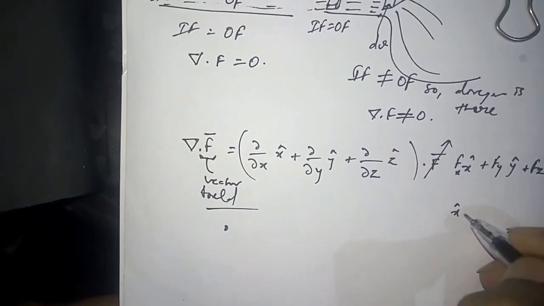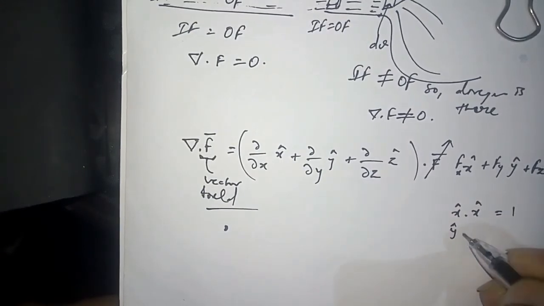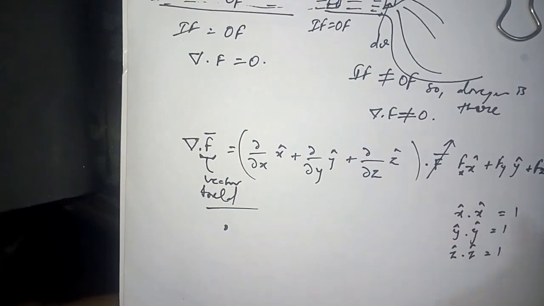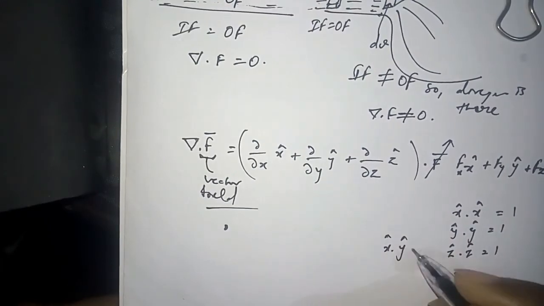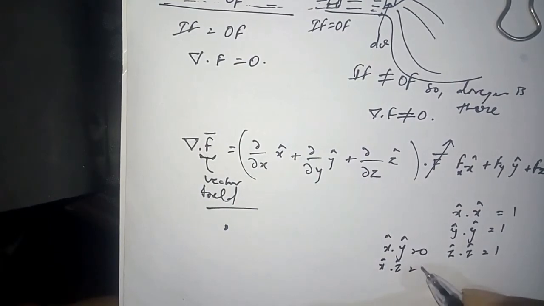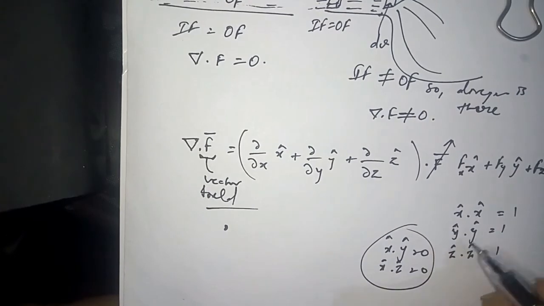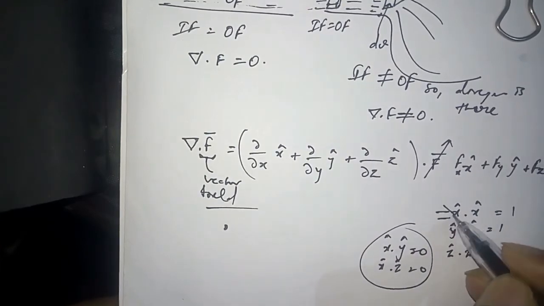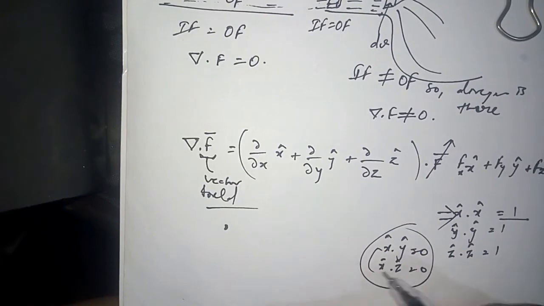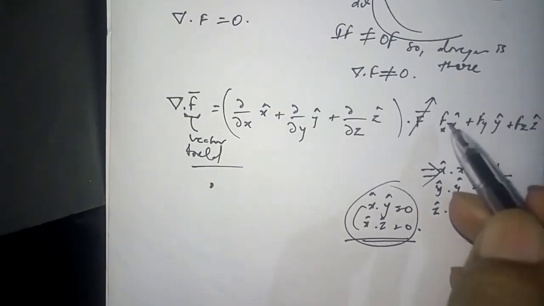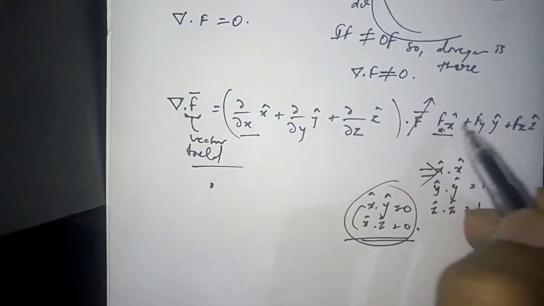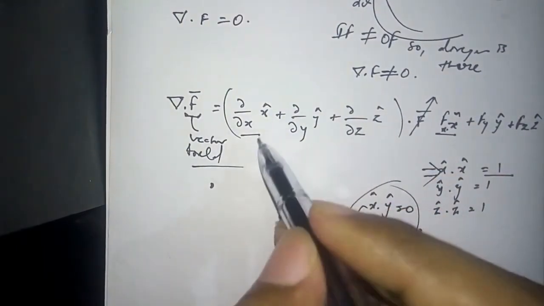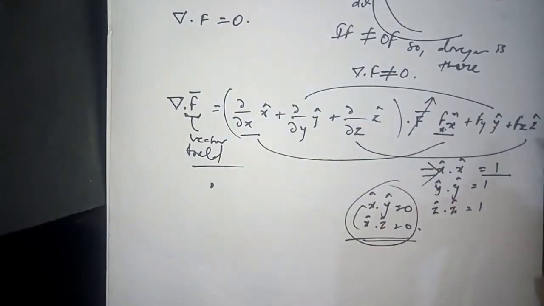So as we know guys, x cap dot x cap is equal to 1, y cap dot y cap is equal to 1, and z cap dot z cap is equal to 1. And when we take x with y it will be 0, x with z will be 0, and similarly y with z will be 0. So dot product of the same thing is 1, and dot product of different things will be 0. Okay, so let's do the dot product. x cap into x cap will be 1, and y cap and z cap with this will be 0. So we have to multiply this by this, this by this, and this by this only.